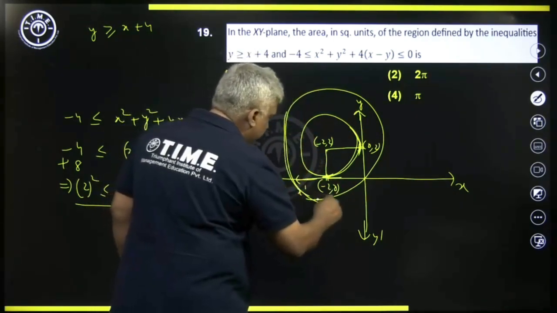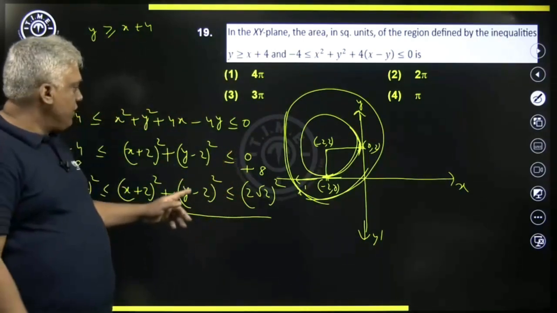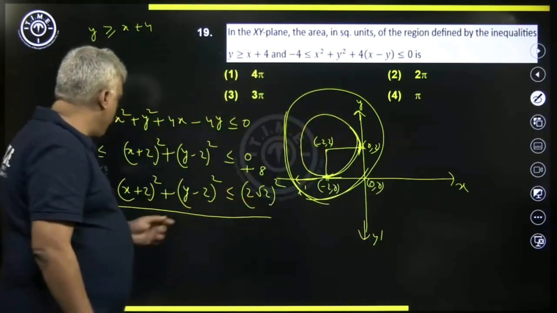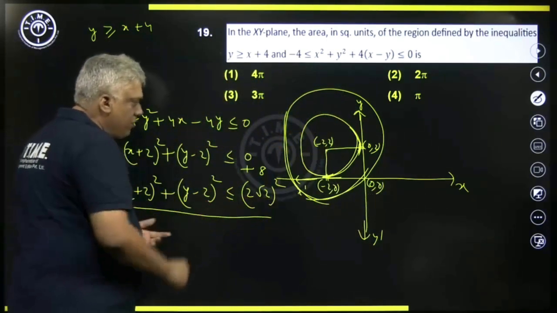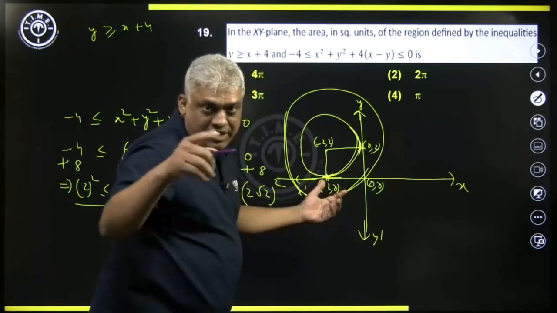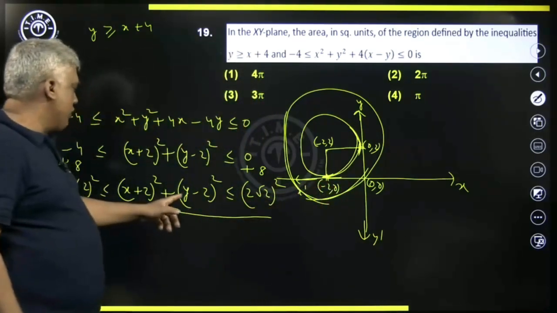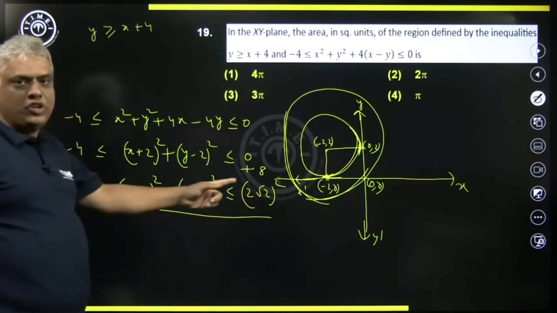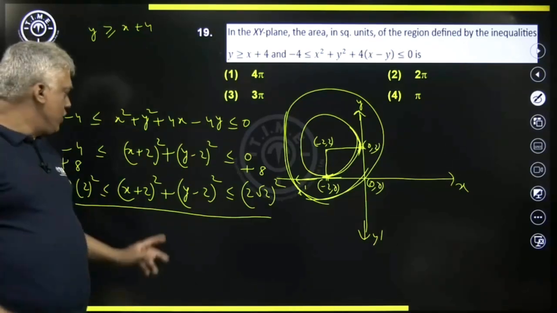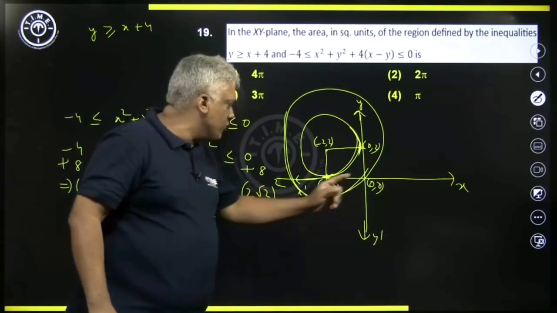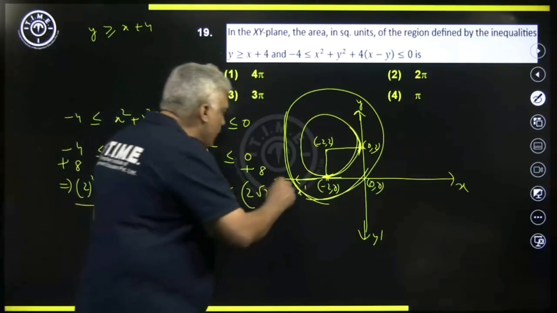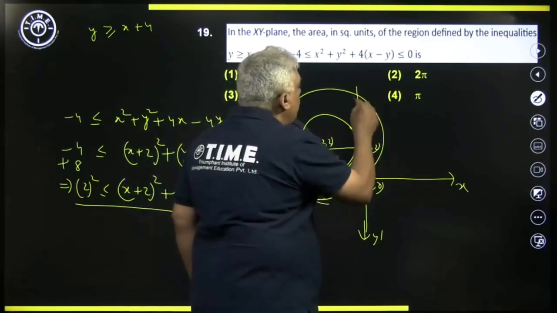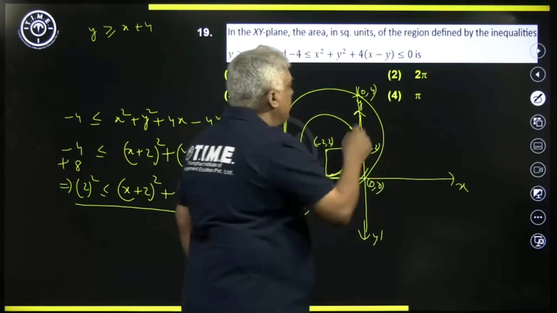This circle has the same center and radius 2 root 2. If we put y equal to 0, let's find the point where it meets the x axis. 8 minus 4 is 4, so x plus 2 whole square is 4, so x plus 2 equals plus or minus 2. One point is x equals 0, that is the point 0 comma 0, the other is minus 4 comma 0. Obviously this point will be 0 comma 4.